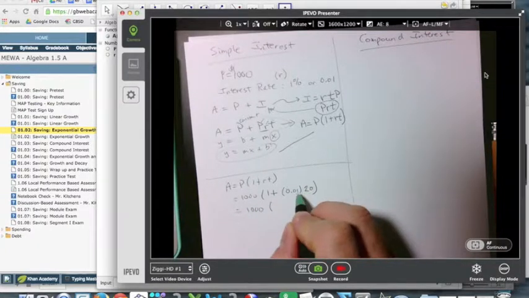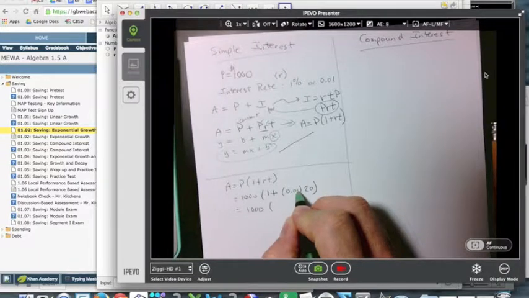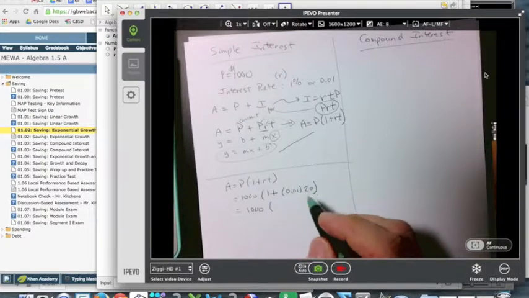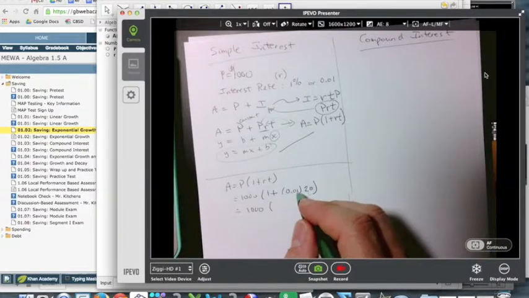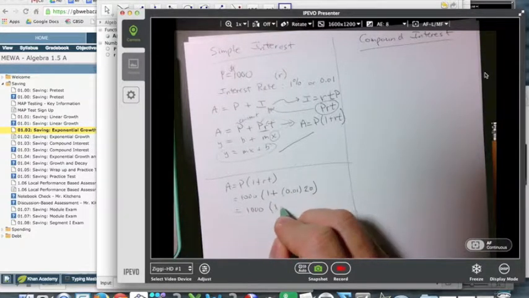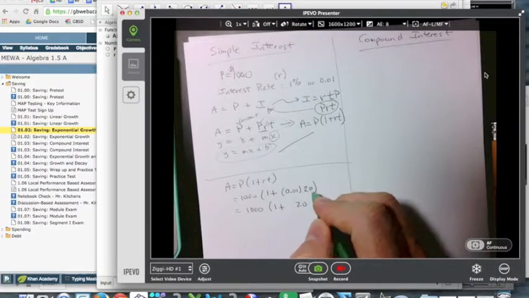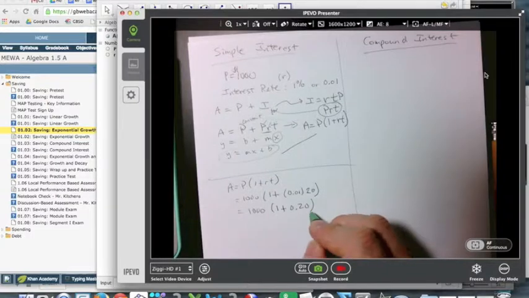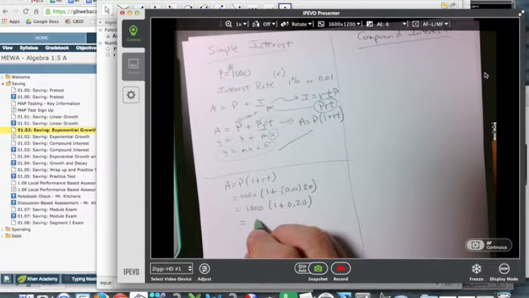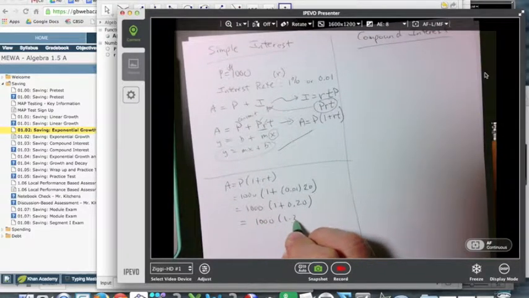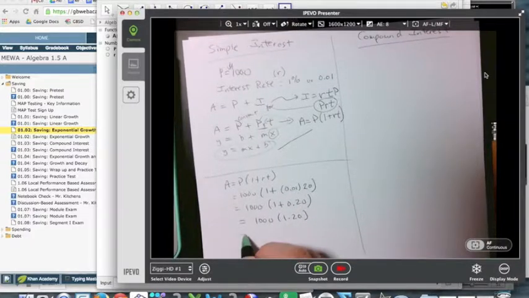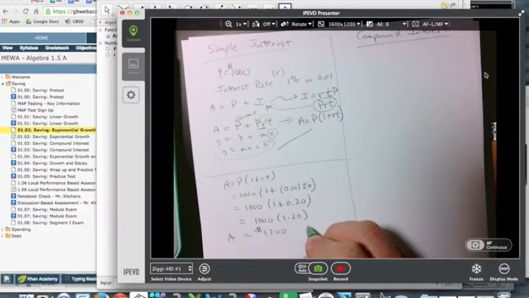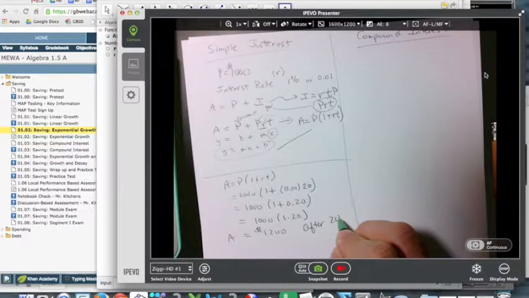Well, 2 times 1 is 2. That 0 is going to allow us to go over 1 decimal. So basically, 1 times 20 is 20. Another way to do it is to say it's 20, and then we have 2 decimal spots. So this simplifies to 1,000 times 1.20. And that gives me $1,200. And these are dollars. So that's after 20 years.